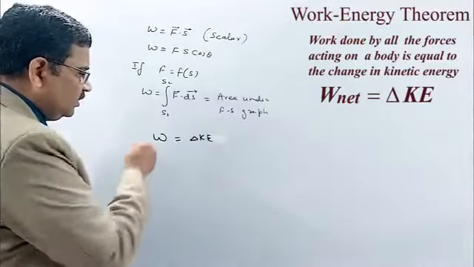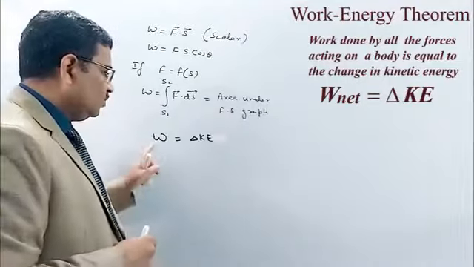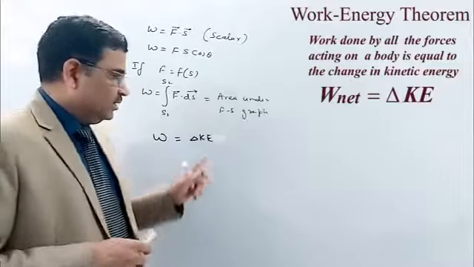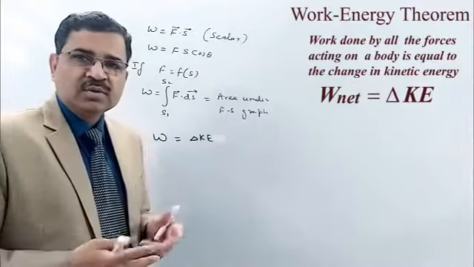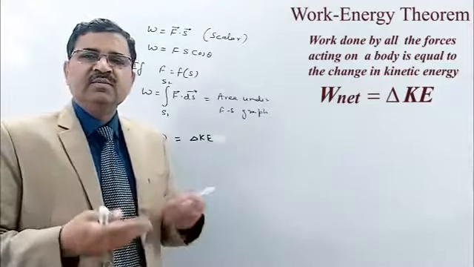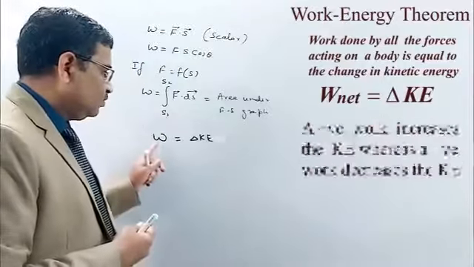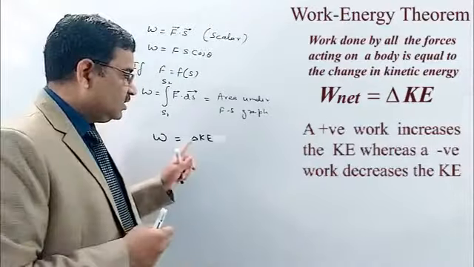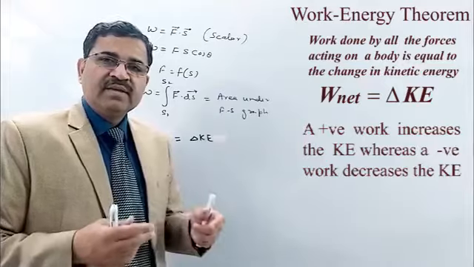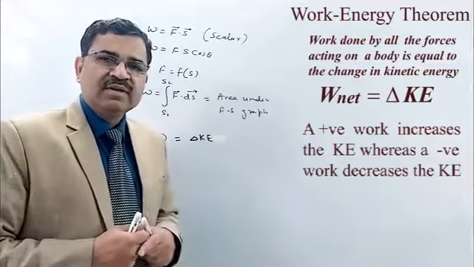Now from here you can see that if the total work done by all the forces is positive, then the change in kinetic energy is also positive. This means the kinetic energy of the body will increase. Whereas if the total work done is negative, the change in kinetic energy is negative, and therefore the kinetic energy of the body will decrease.